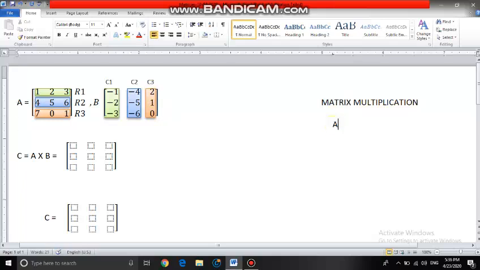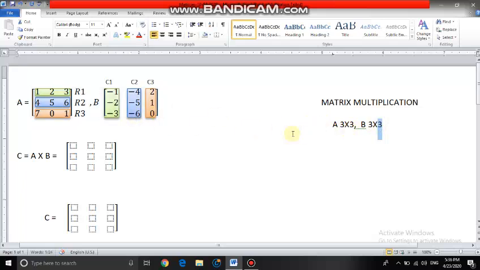A's size is 3 by 3 and B matrix size is also 3 by 3. As I said, in 3 by 3, the first 3 shows the number of rows of the A matrix, and the second 3 shows the number of columns of the A matrix. Similarly, in the B matrix, the first 3 shows how many rows there are, and the second 3 shows how many columns there are for B.